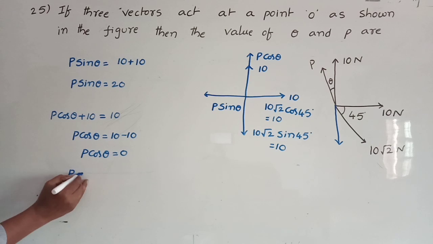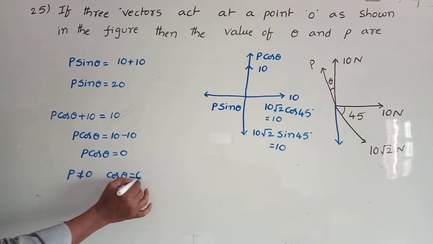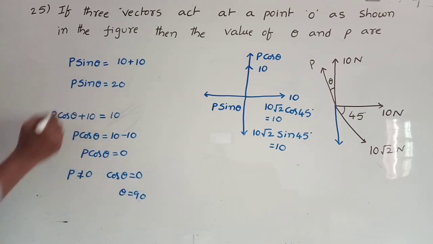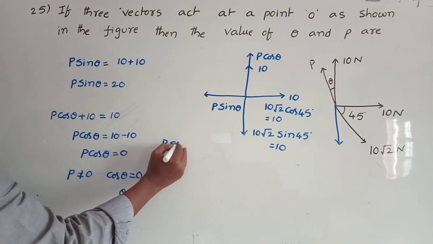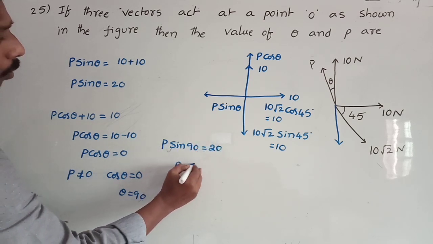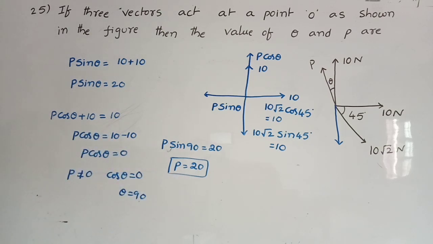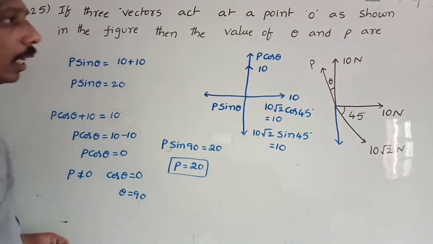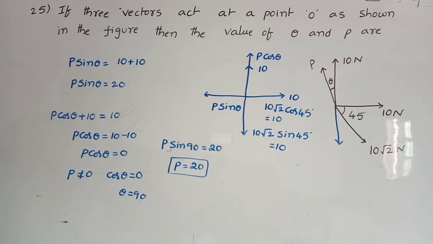Here P is not equal to 0 and cos theta is equal to 0, so theta is equal to 90 degrees. Theta value substitute here, then we get P sin 90 degrees is equal to 20. From this we get P is equal to 20. That means this P bar is not acting like this. It is acting along the negative x-axis direction.